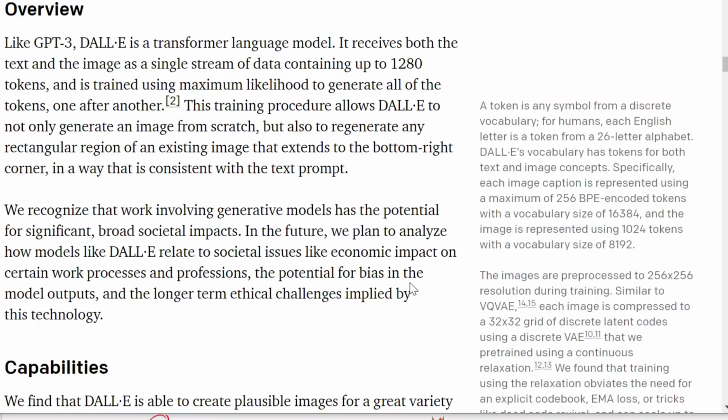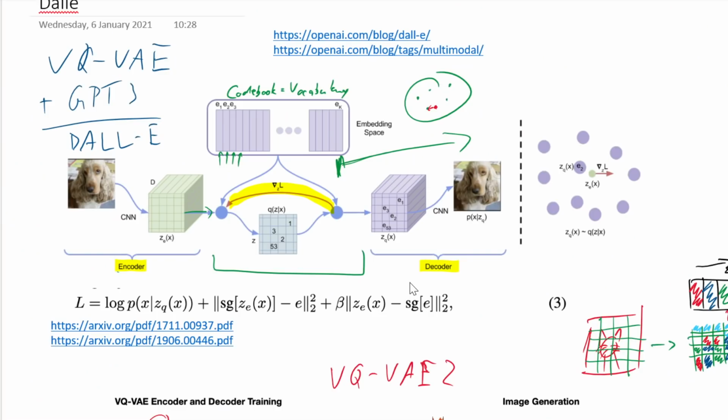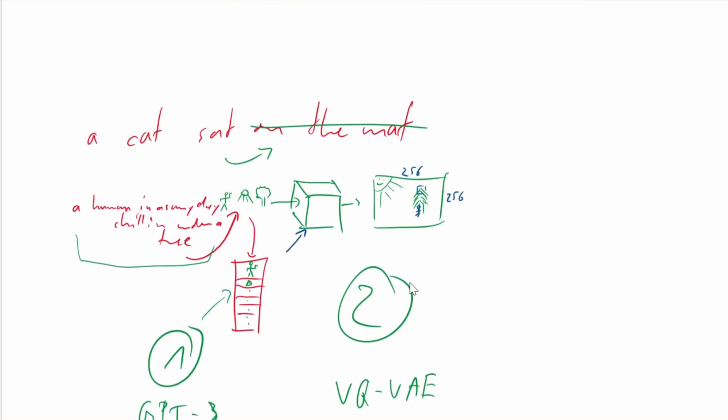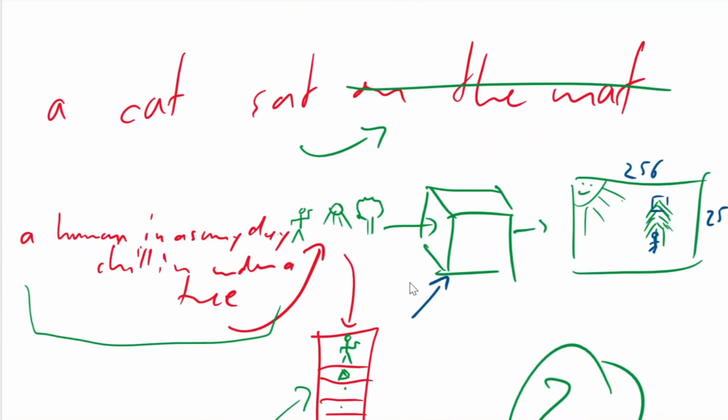So probably this whole pipeline here is pre-trained. They pre-train a discrete VAE, and then the DALL model simply has to learn how to produce the tokens, right? The DALL model simply has to learn how to produce these hieroglyphs, and the VAE is fixed.